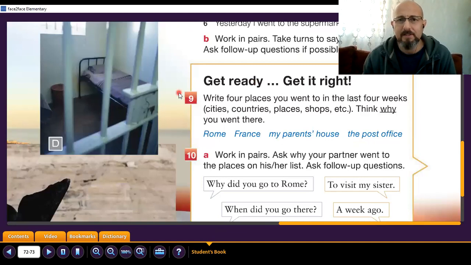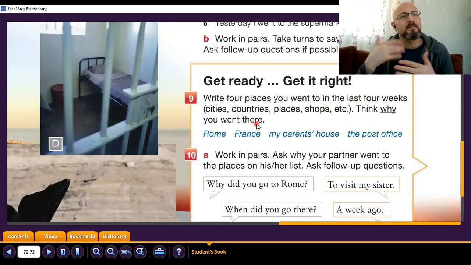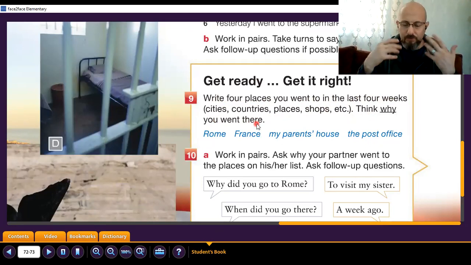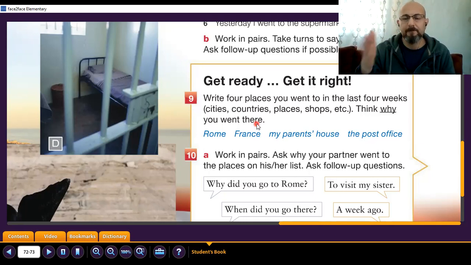Okay, so here in this exercise, write 4 places you went to in the last 4 weeks: cities, countries, places, shops, etc. Think why you went there. This is an extra exercise for you to use the grammar of to infinitive and to use words in the past simple. The more you use words, the better you remember the words and the easier you speak.